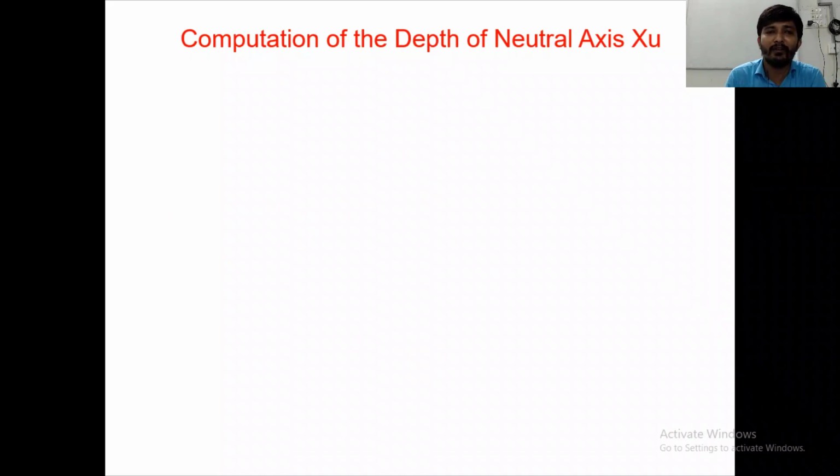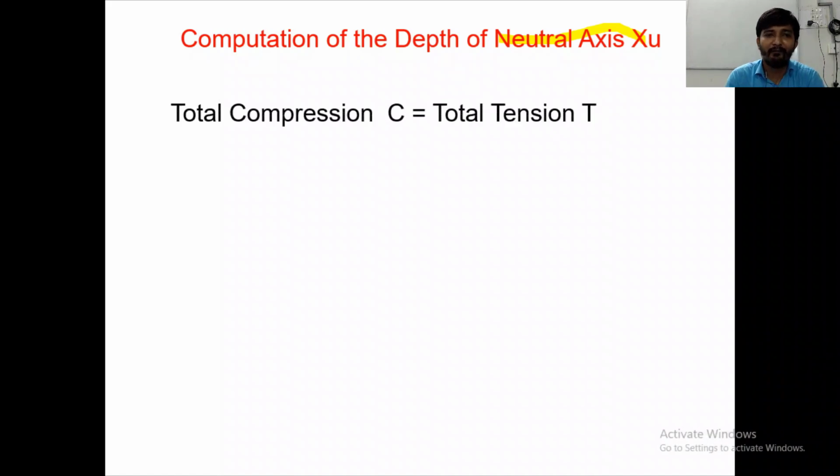First we need to find the depth of neutral axis. Right, so let us find out the depth of neutral axis. To find it, we assume that the compression and the tension force are equal. So our step will become: total compression is equal to total tension. Now we know the value of C and T from the governing equation. C is 0.36 fck b into xu and T is 0.87 fy Ast.